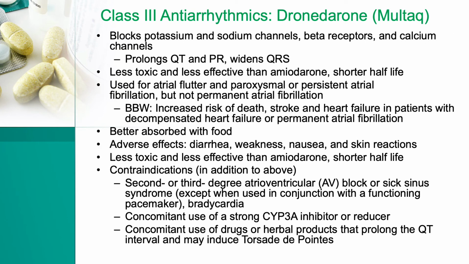Dronedarone blocks potassium and sodium channels, beta receptors, and calcium channels. So it does many things. It prolongs the QT and PR intervals and widens the QRS. It was designed to be less toxic, but unfortunately it's also less effective than amiodarone, with a shorter half-life. It is used for atrial flutter and paroxysmal or persistent atrial fibrillation, but not permanent atrial fibrillation.